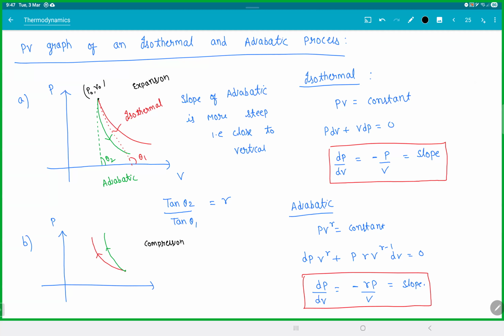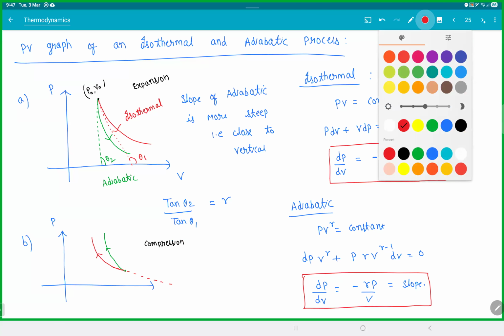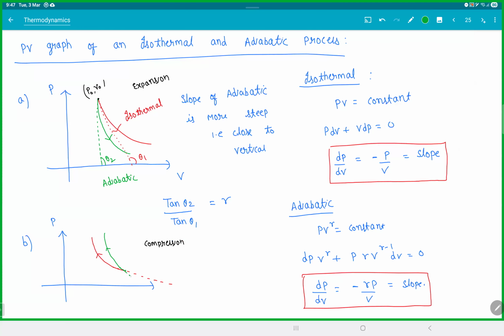Again, same thing. At the point of intersection, draw a tangent. You can clearly see the red one is like this, and the green one is more steep. So here the green is again adiabatic, and the red is isothermal. So this is how you figure out who is adiabatic and who is isothermal.